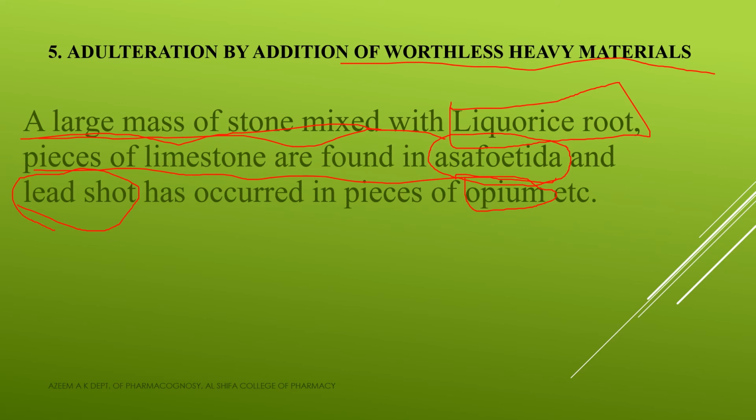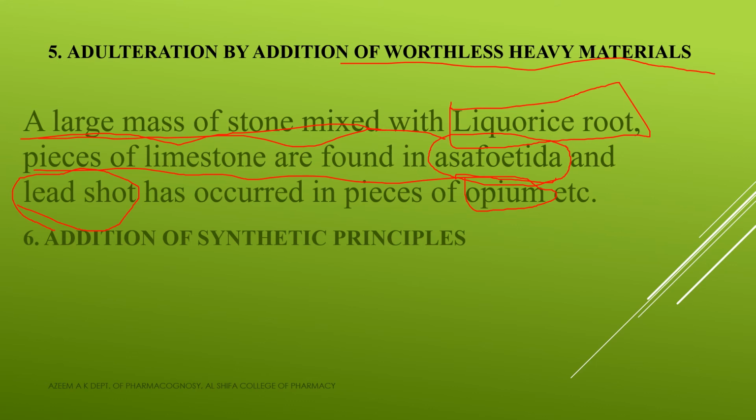So here a large mass of stone can be mixed with liquorice root. Then pieces of limestone can be used as adulterant for Asafoetida, and lead shot can be used as adulterant for opium poppy, etc. So that is about the fifth type of adulteration. So we have studied 5 types so far.